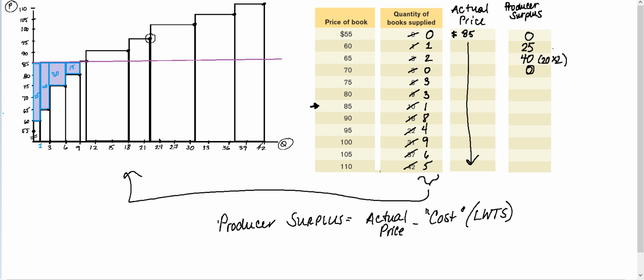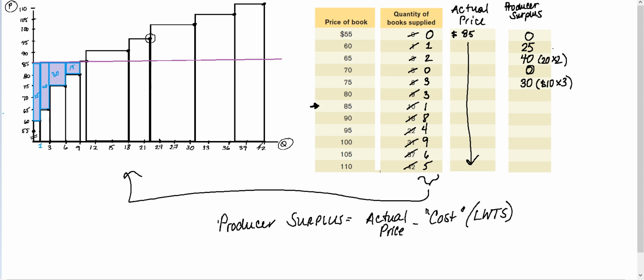Okay, going down a row, we go to 80. 3 more sellers come in, pleasantly surprised when they sell their book, not for the lowest they were willing to go, which was 80, but for 85. So the market generated a surplus for each one of them of $5, but there are 3 of them, and so the total surplus generated at $80 per book is 15, and that's just $5 times 3 sellers who entered the market.